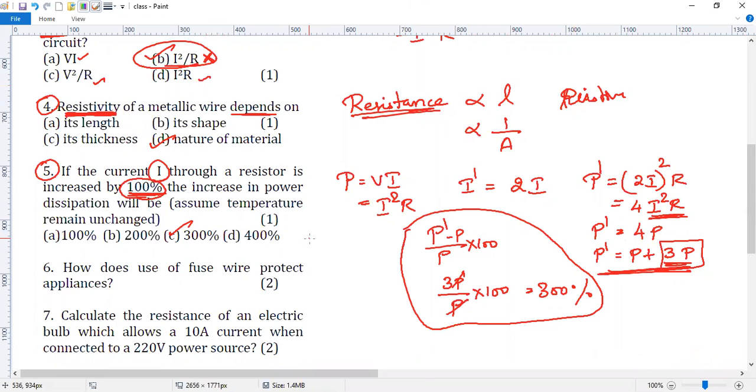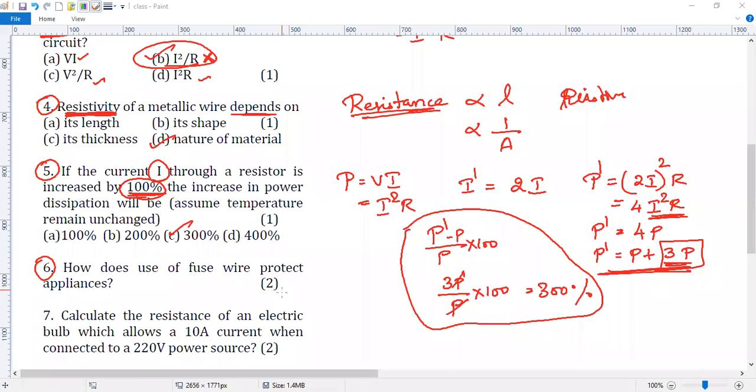Yes, ma'am. Right. Question number 6. How does use of fuse wire protect appliances? It is a 2-mark question. How will you attempt this 2-mark question? First, define what is fuse, and how it protects, and give an example.